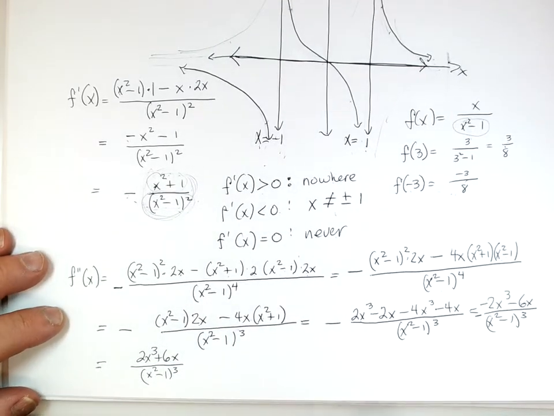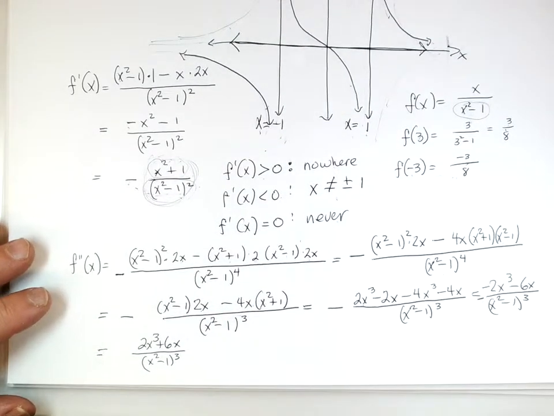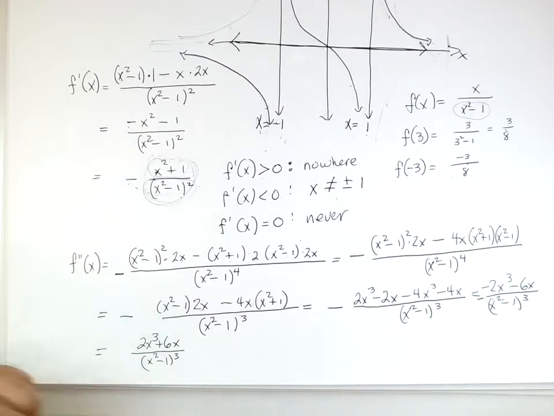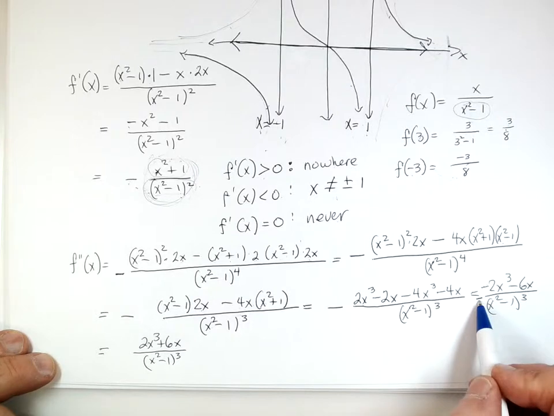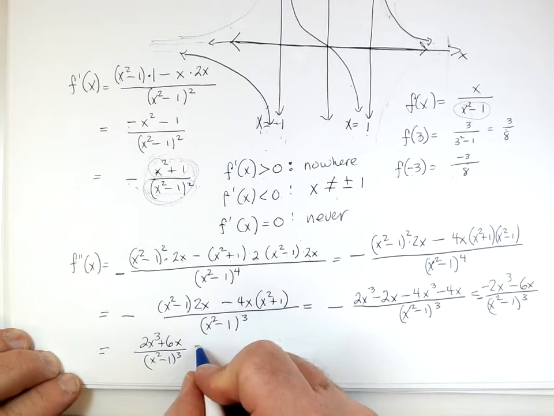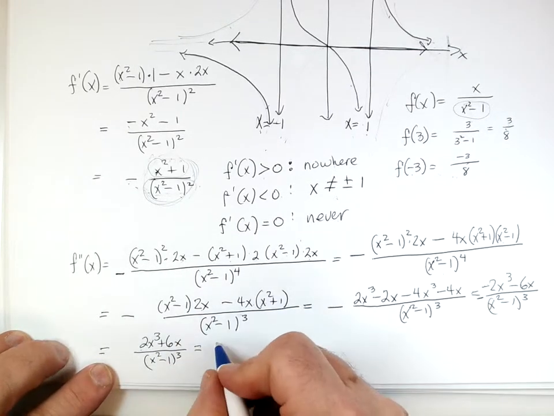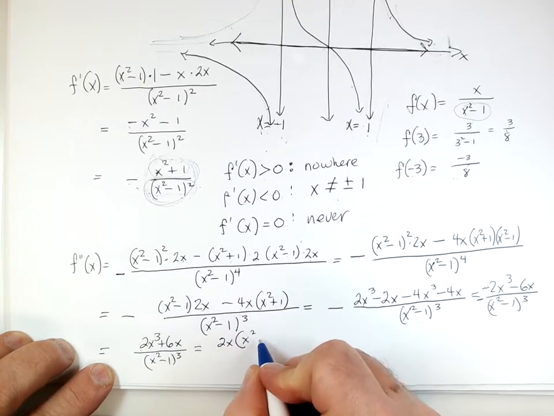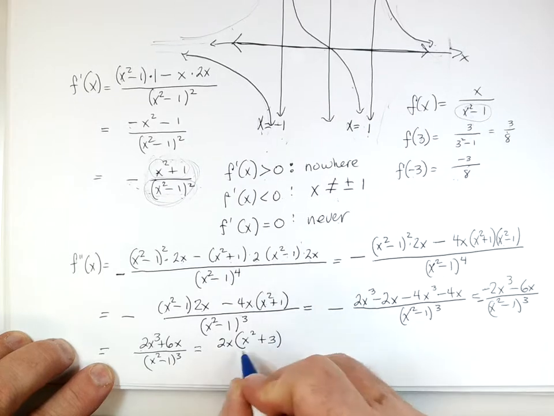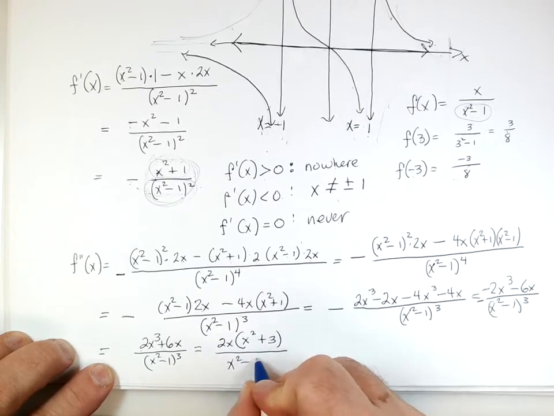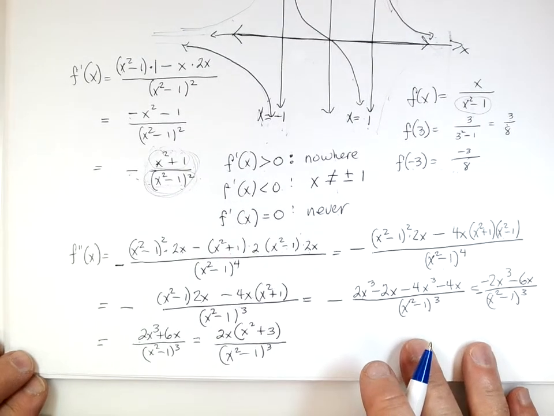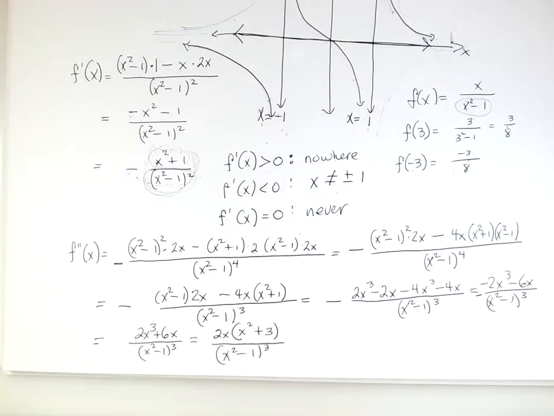Doesn't the bottom end up being still negative? No, it just stays the same. All we've done here is taken out a negative 1 from here, canceled this negative 1 to make it positive, and I've got one more step to take a 2x out front to give me x squared plus 3 over x squared minus 1 cubed. All right, I'm going to stop there. That's the second derivative.